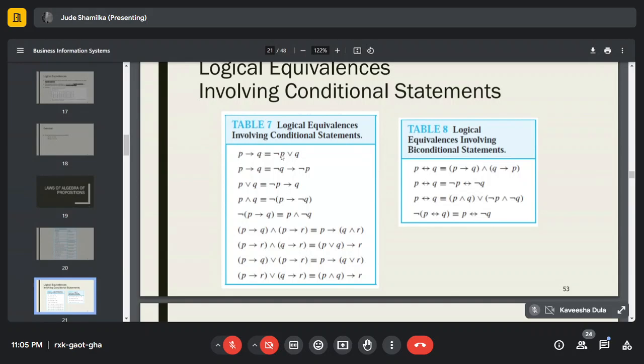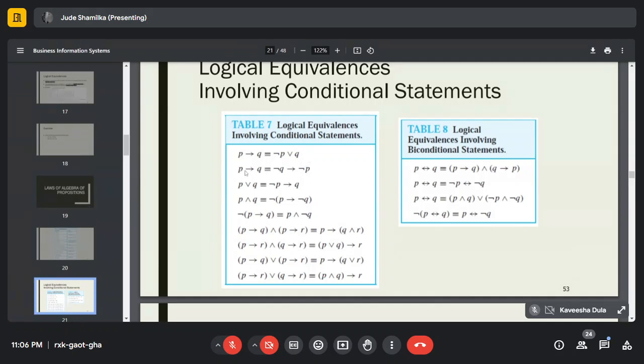And if it is p here, if you are going to convert into an implication, you have to change the negation. If there's no negation, you have to add a negation, and if there's a negation, you have to remove the negation. If you are converting an OR into an implication, or from an implication to an OR, that is the first thing.